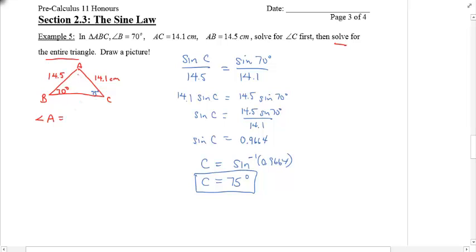So by solving, I need to find out the other missing angle. How about angle A up top? That'll be 180 minus 70 minus 75, which is 35. And then, since I know that, I can find the missing length down here. I'll just call that little a. So sine of 35 over little a equals sine 70 over 14.1. You could have also done 75 and 14.5. It doesn't matter. Go ahead and do this on your own.